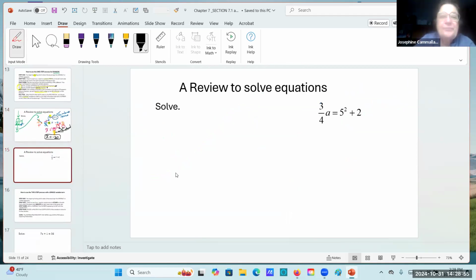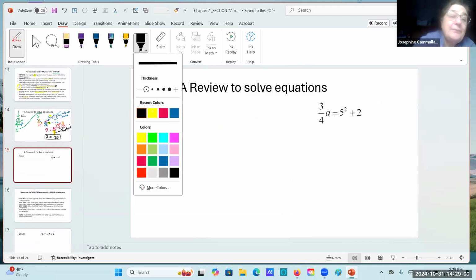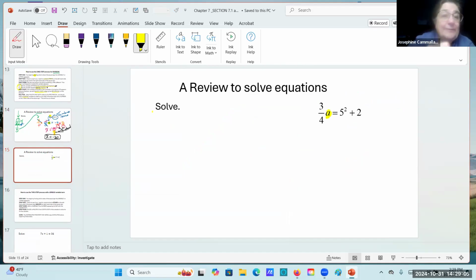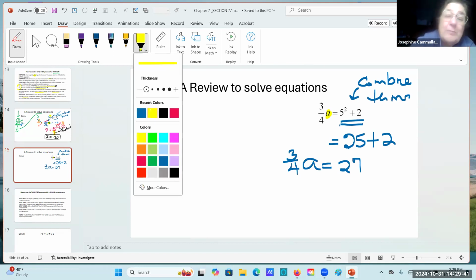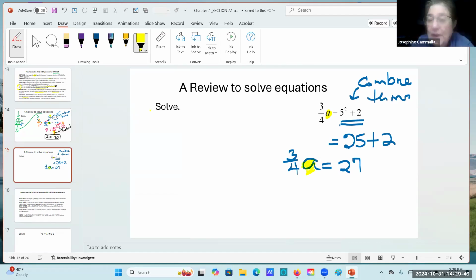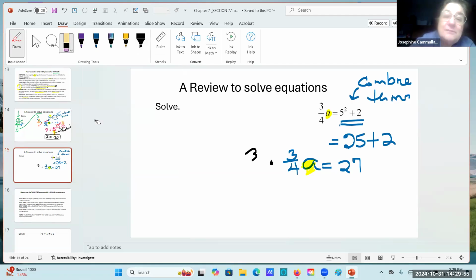Now, let me try it again. Okay, now this one's a little different. Okay? I have the a already behind the fraction. But don't forget, over here I have 2 numbers. I need to combine terms. Now, that doesn't mean I'm changing signs. I'm combining terms. This is going to be 25 plus 2, which is going to give me 27. And I have this 3/4 and the a. Well, remember, this a is not moving. I am going to multiply by the reciprocal, which is 4 over 3 here.